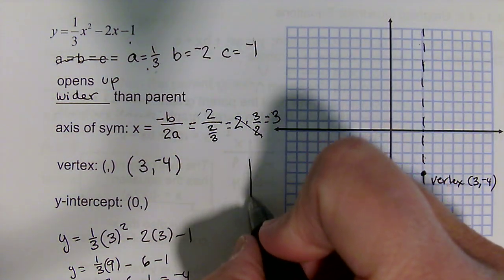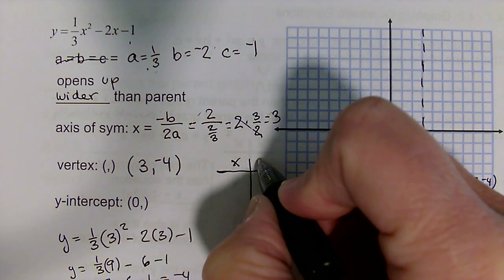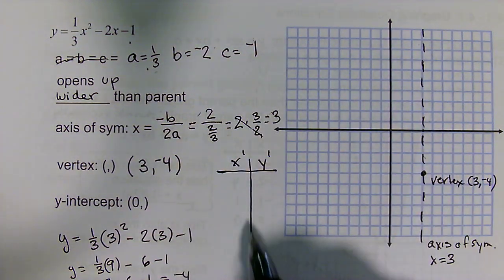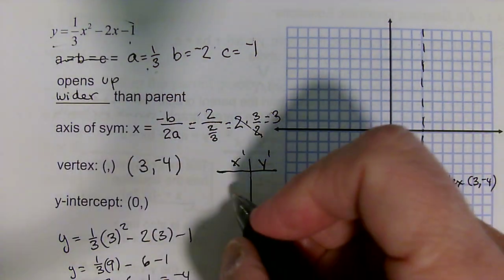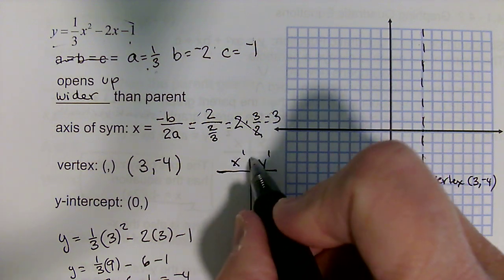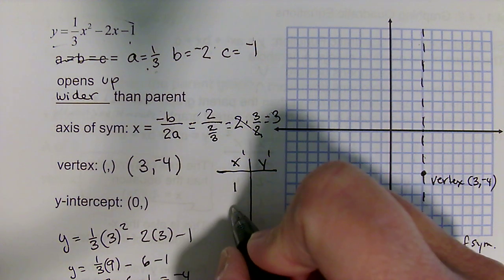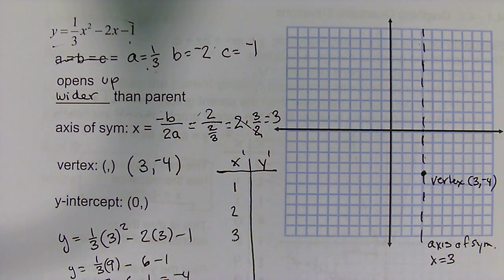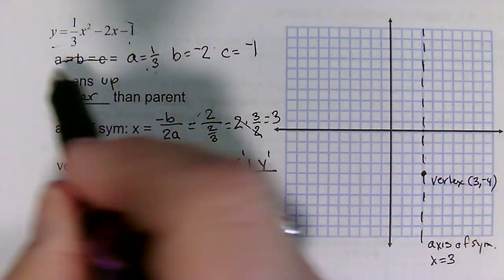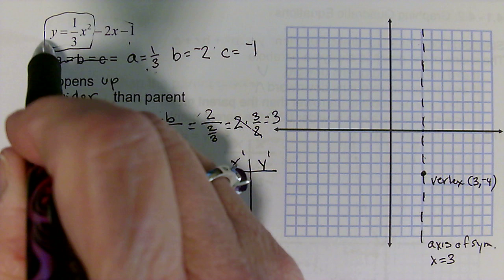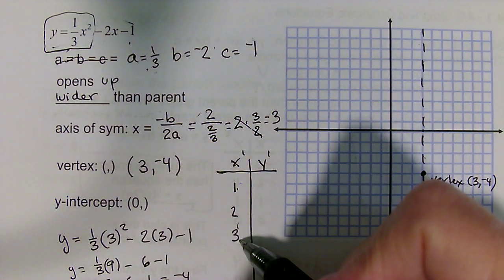Now, once you've located your vertex, I'm not going to use the original equation anymore. I'm going to pick numbers. I'm calling it x prime because it's not really the x-coordinate. And I'm just going to pick 1, 2, 3 to get started. And then I'm just going to look at the ax squared part of my parabola, and I'm going to use these numbers for x.